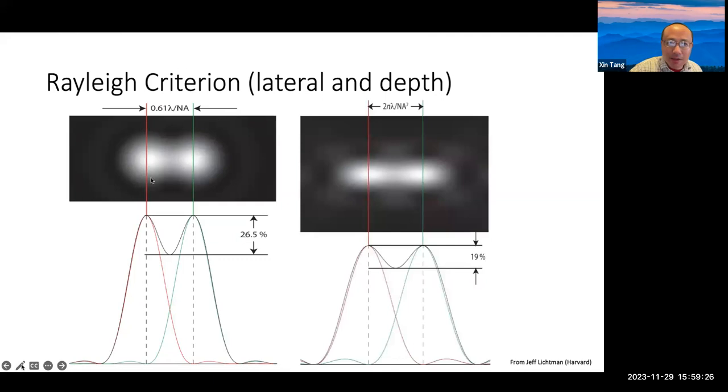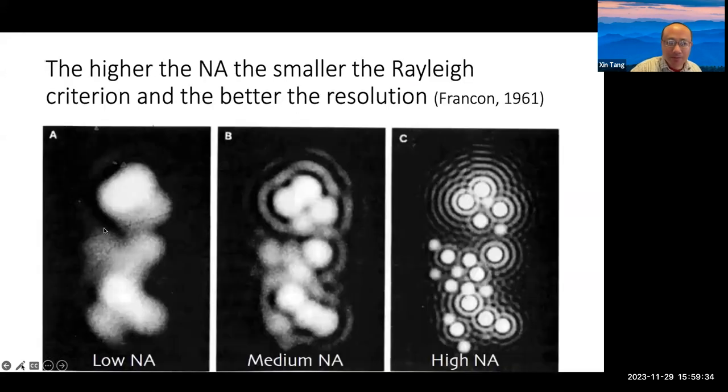For example, here is one example. This is in the XY plane. If you look at the Z plane, they also cannot tell. So let me give you one example. Here we just change the numerical aperture.